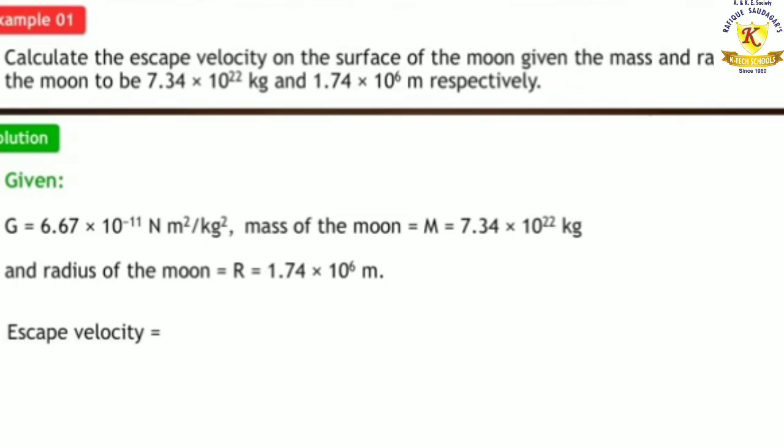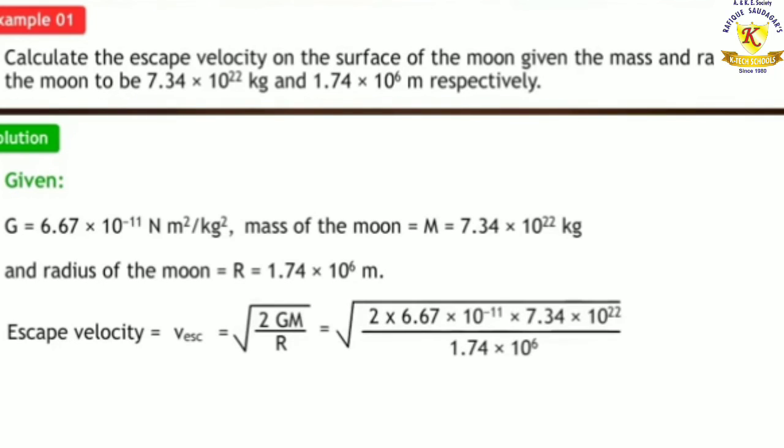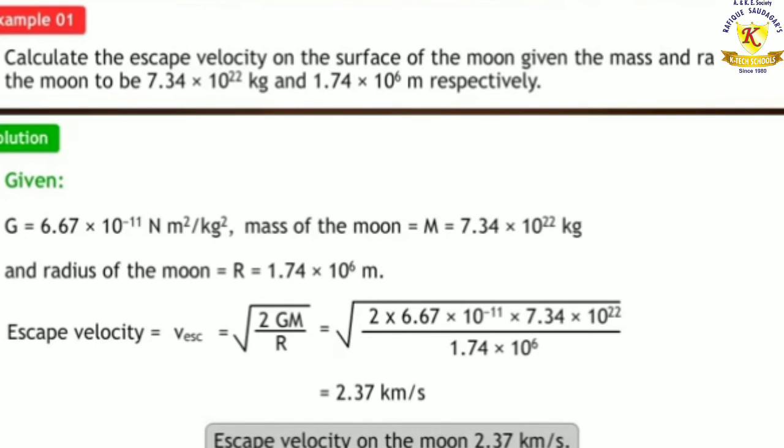Escape velocity v escape is equal to the square root of 2GM upon r, which is equal to the square root of 2 into 6.67 into 10 raised to minus 11 into 7.34 into 10 raised to 22, the whole upon 1.74 into 10 raised to 6, which gives us 2.37 kilometers per second. Therefore, escape velocity on the moon is 2.37 kilometers per second.